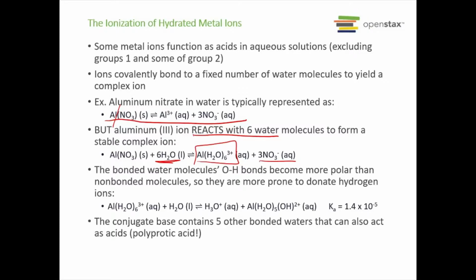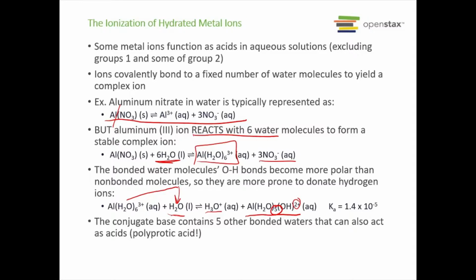So now they can donate hydrogen ions easier. So we have this aluminum water complex reacting with some more water in solution, and one of these hydrogens from the water donates itself to a non-complex water to make hydronium, and then you make this aluminum water hydroxide complex, now with a 2+ charge. So there's 5 other bonded waters still on this conjugate base. So those can also act as acids. So these are polyprotic acids, so it can do this 5 more times.